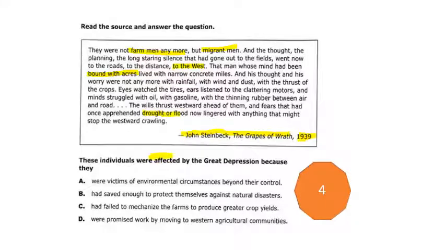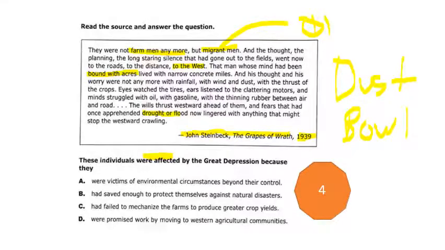These individuals were affected by the Great Depression because they were what? And this is all connected to, we talked a lot about this, the Dust Bowl. And remember, these migrants were Okies fleeing the Midwest because of the Dust Bowl destroying their farms. We know that they were farmers, but they're not anymore. Now they're traveling the roads west. So we had to look at the passage and find the clues to connect to a vocabulary term that we've discussed in class, which is Dust Bowl. And the Dust Bowl was a huge environmental catastrophe brought about by drought, high temperatures, and overfarming.